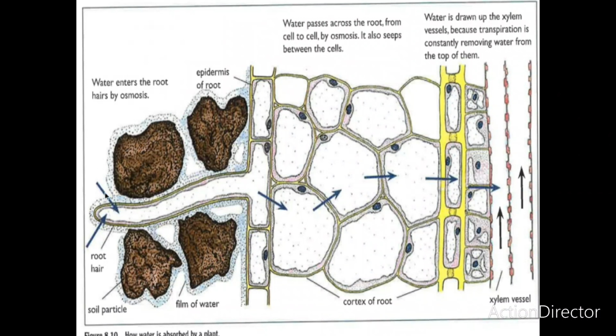Water enters the root hairs by osmosis, and it passes across the root from cell to cell by osmosis until it reaches the xylem vessels. Then water is drawn up the xylem vessels because transpiration is constantly removing water from the top of the xylem vessels.